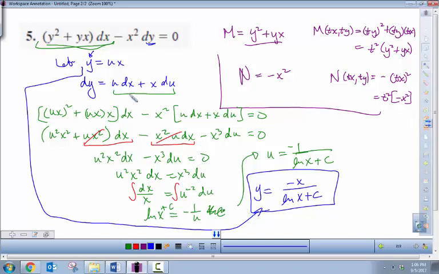Well, in this case, this technique is looking at homogeneous functions. And if it's not homogeneous, then this substitution probably won't work. The idea is that when you do the substitution, it's set up so that it looks like it'll be separable. It looks like it will end up being separable after you do the substitution.